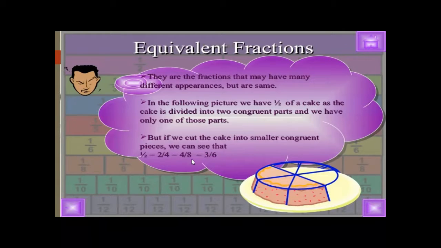How? If we cancel the values, if I cancel by 2, we will have the result 1 upon 2. If we cancel here by 2, we will have the result 1 upon 2. If we cancel this fraction by 3, we will have the same fraction, equal to 1 upon 2. It means they are called equivalent fractions. After checking the result, we can say that they are equivalent fractions.